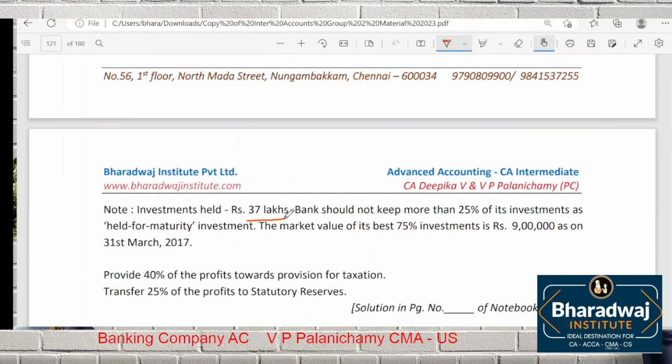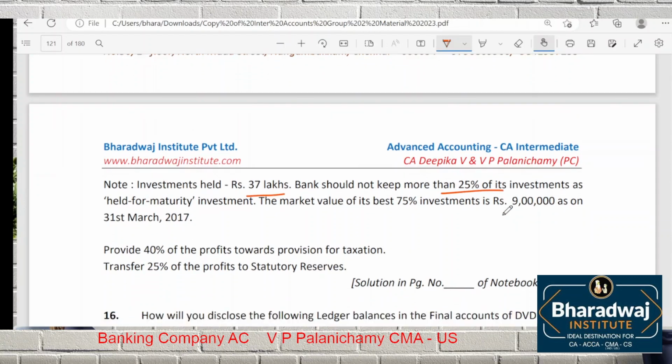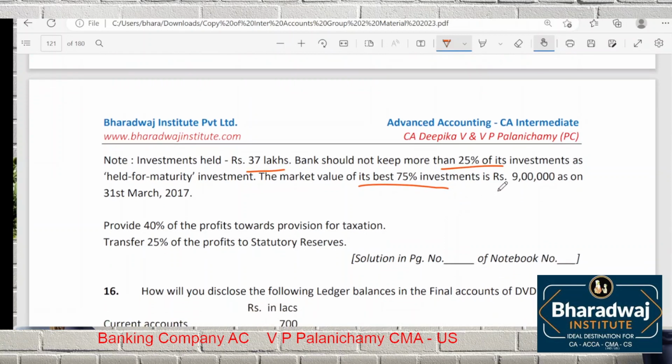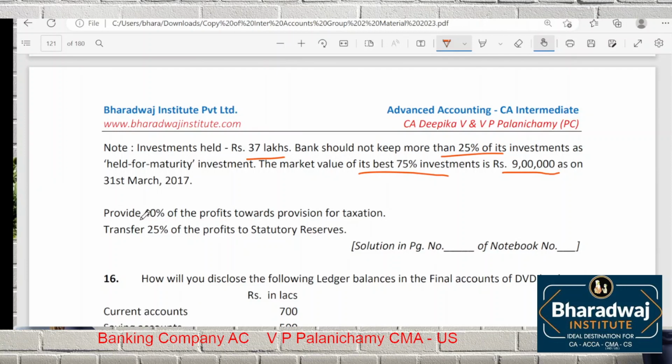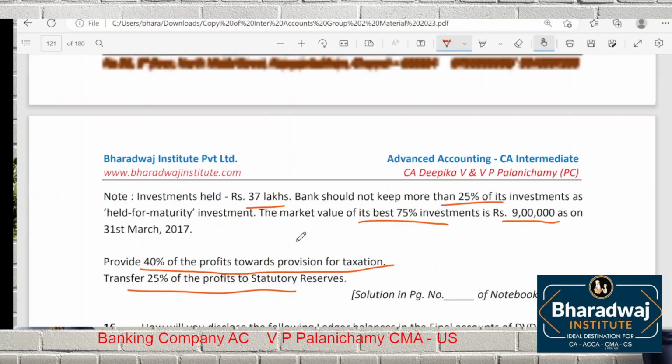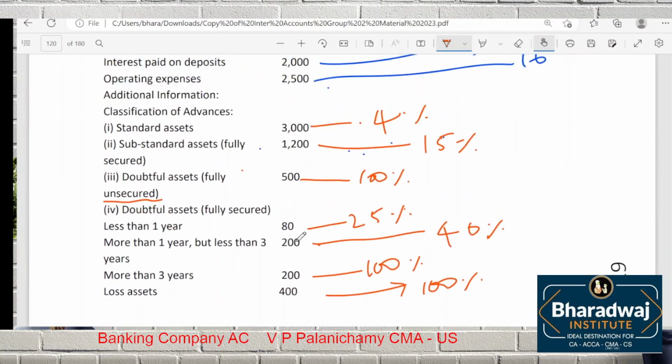Then investments 37 lakhs held. Bank should not keep more than what? 25% of the investment as what? Held for maturity as investment. The market value of the 75% of investment is how much? 9 lakhs is given to us. Provide 40% for provision for tax. Transfer 25% of net profit to what? Statutory reserve. First, let you work out provision for bad debts and let us see.